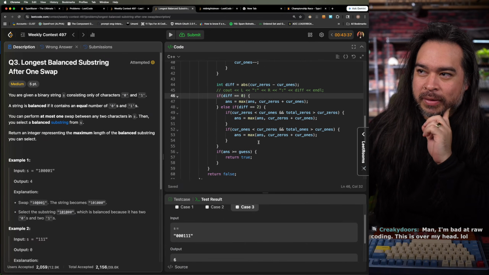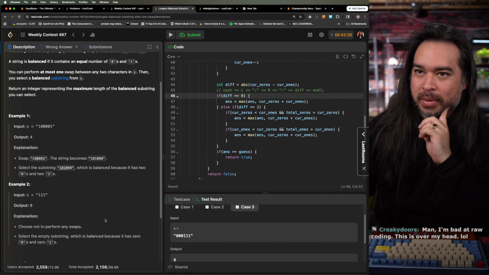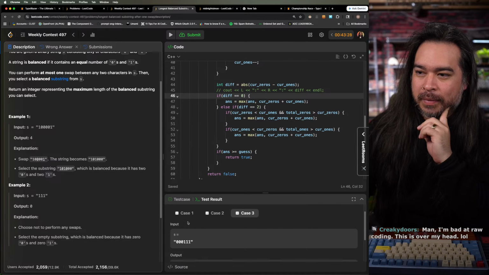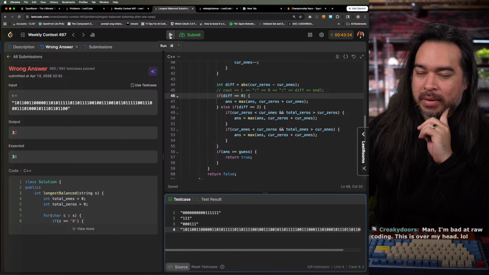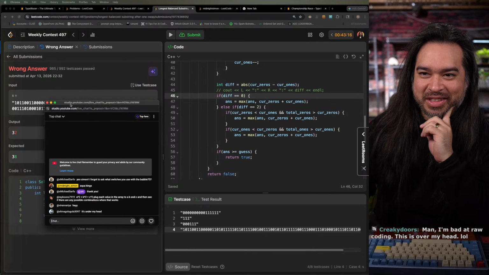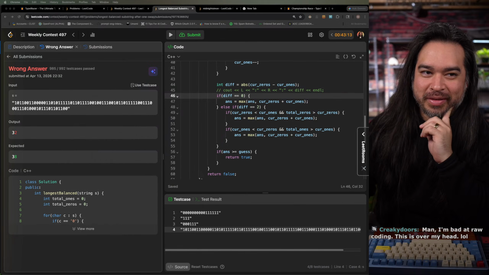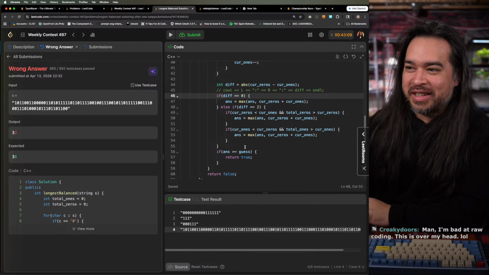Man, I feel so close to this problem. Why is my thing not working? What was the test case? This one. It's under your head. Oh, snap. We got probably somebody doing Codeforces would say that.